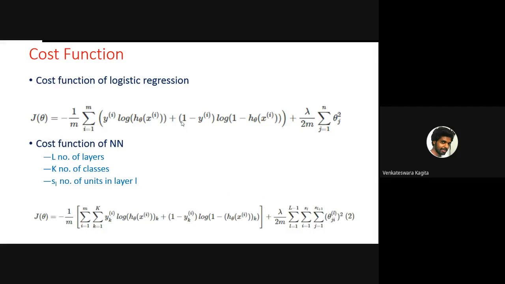So the cost function of logistic regression is this, right? 1 by m, sum over i equal to 1 to m, yi log h(xi) plus 1 minus yi log 1 minus h(xi), plus the regularization term. This we have already seen.